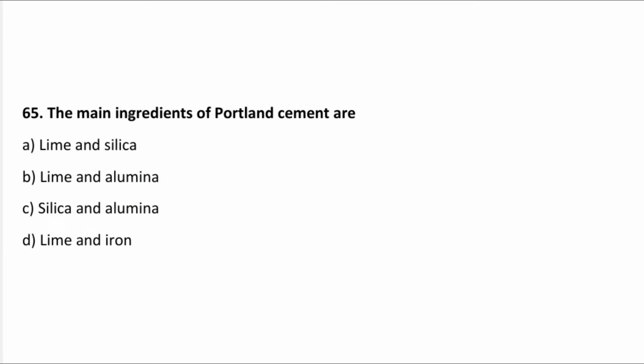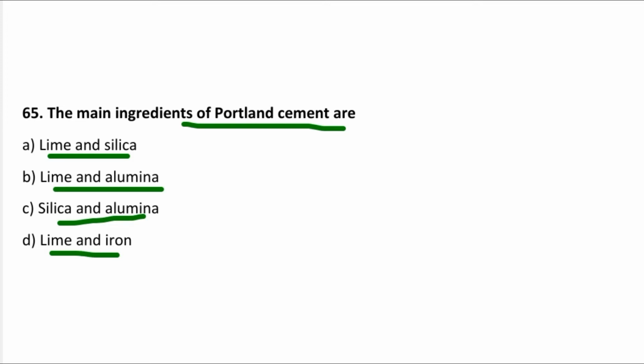Next question, the main ingredients of Portland cement are: option A silica and lime, option B lime and alumina, option C silica and alumina, option D lime and iron. The correct answer is option A, lime and silica.